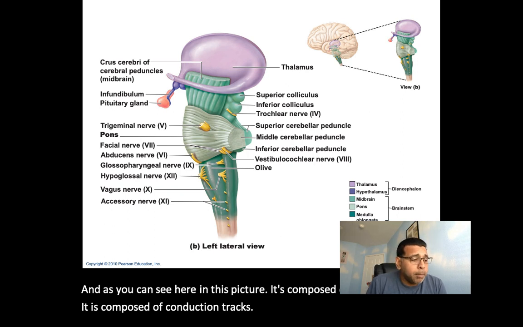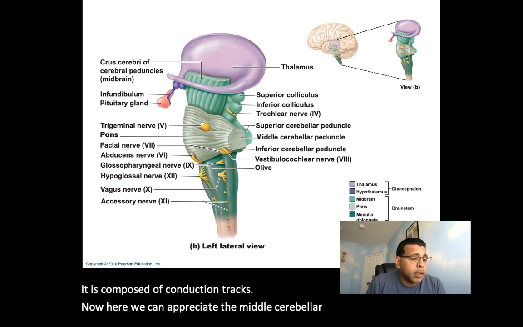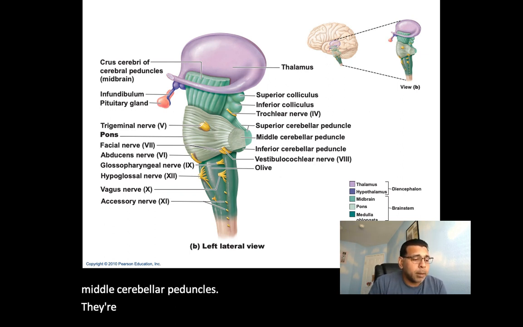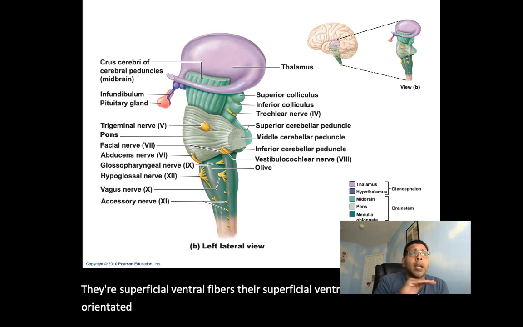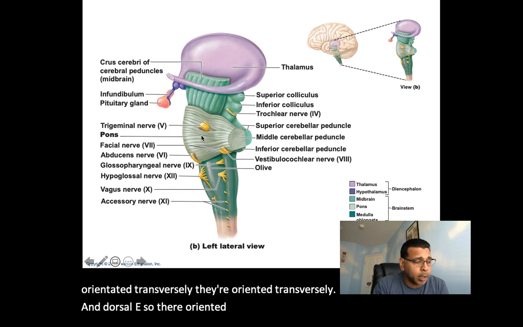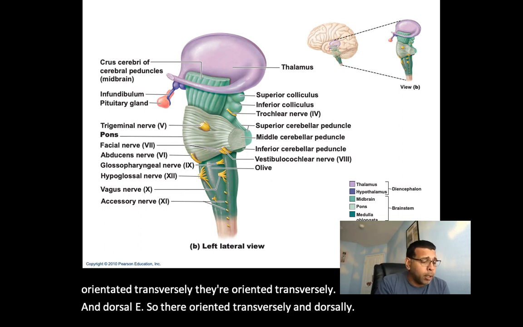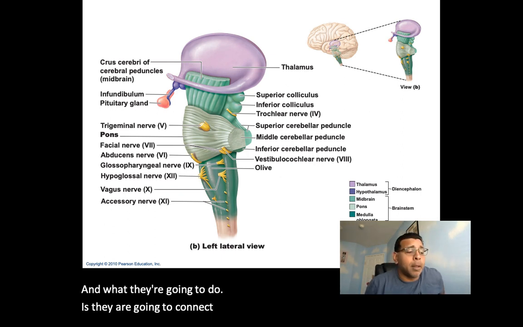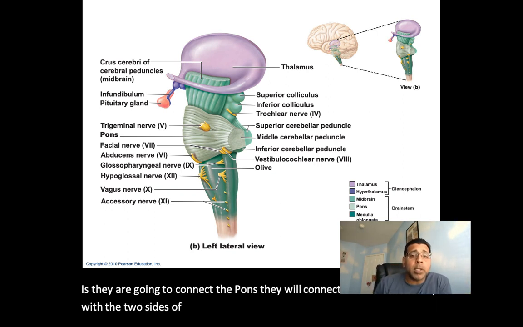Now here we can appreciate the middle cerebellar peduncles. These middle cerebellar peduncles are superficial ventral fibers, and they are orientated transversely and dorsally. What they are going to do is connect the pons bilaterally with the two sides of the cerebellum dorsally.